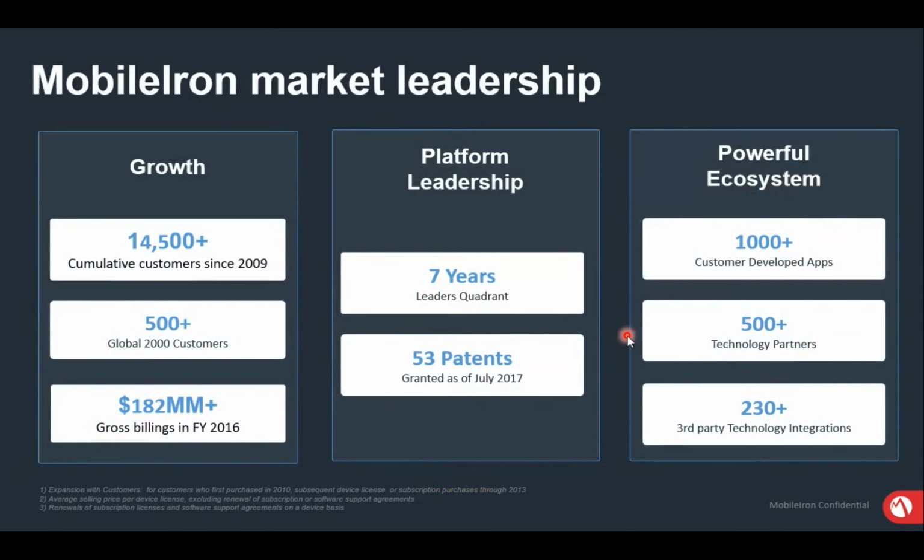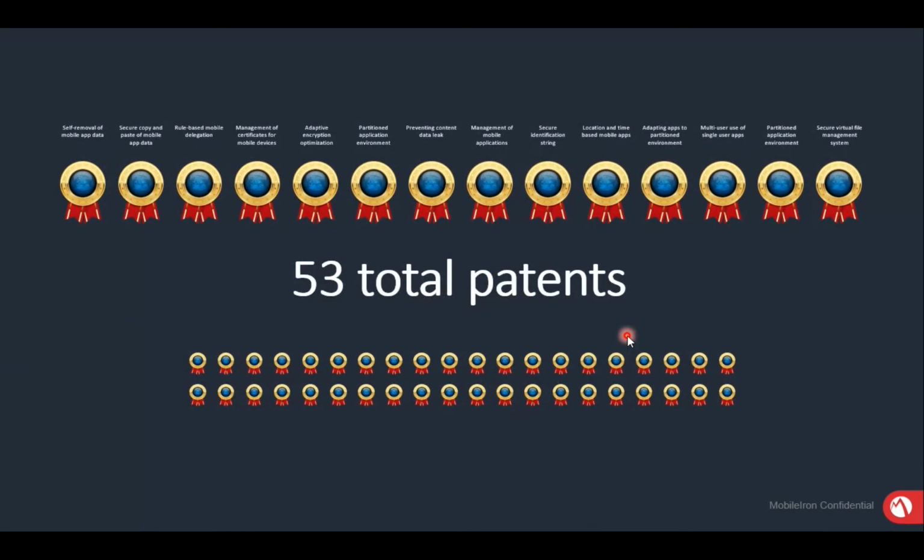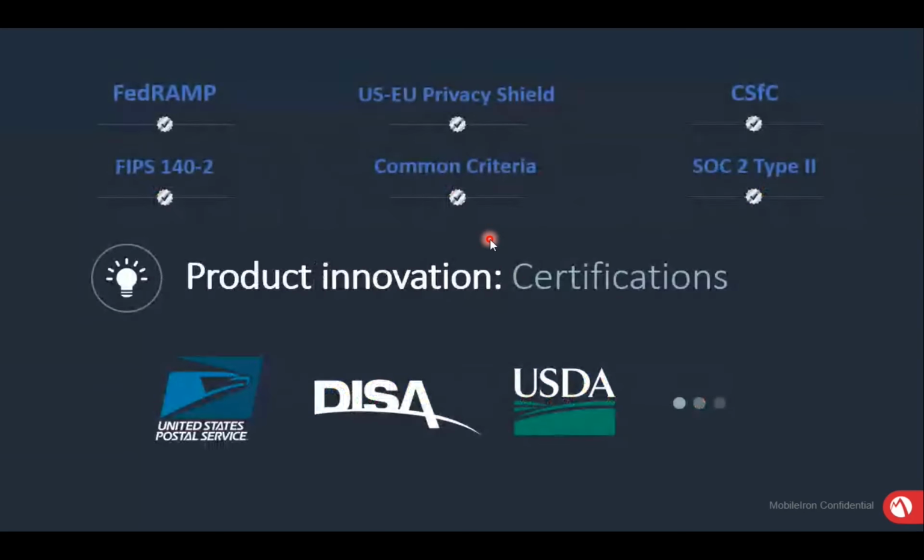MobileIron as a vendor has been a leader in the quadrant for 7 years, and they have 53 patents, almost 1,000-plus customer-developed apps, and 500-plus technology partners. If you want integration with any identity or analytics, you'll have a native integration. You can find those details in the MobileIron marketplace, and these are a few of the patents significantly mentioned for MobileIron. And they have industry-recognized certifications in place like SOC 2 Type 2, FIPS 140-2 and FedRAMP.